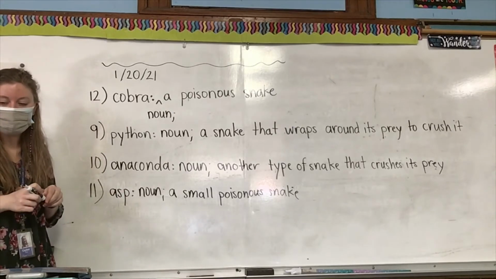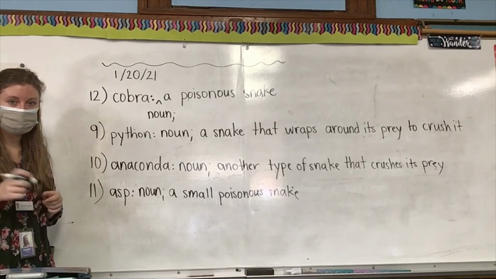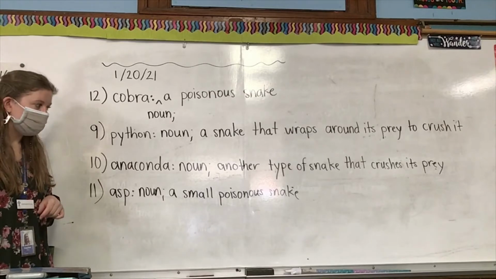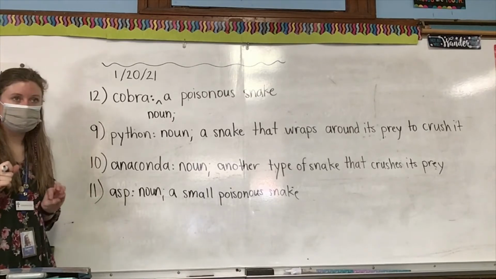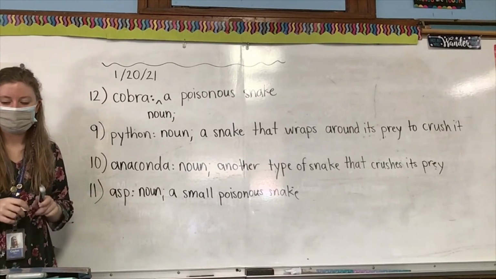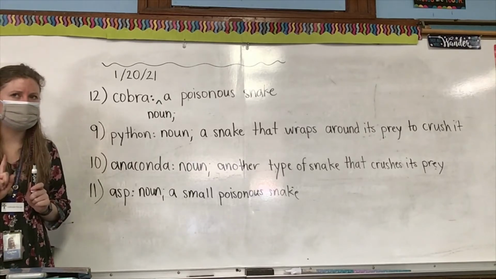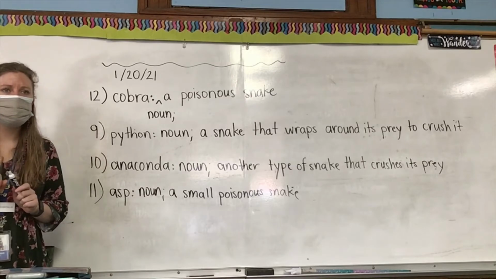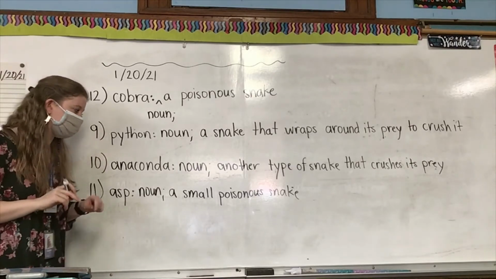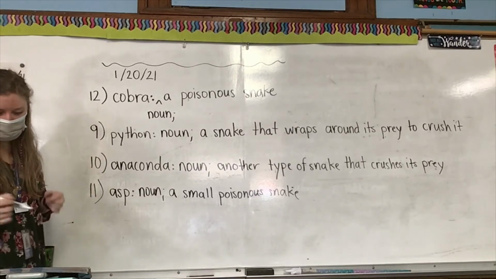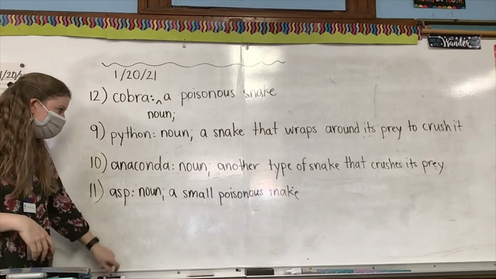If you've ever heard of Cleopatra from ancient Egypt, they say that she was killed by an asp. So where do you think asps live if Cleopatra got killed by an asp? Mason? In Egypt. Very good. Okay. So go ahead and finish those words.